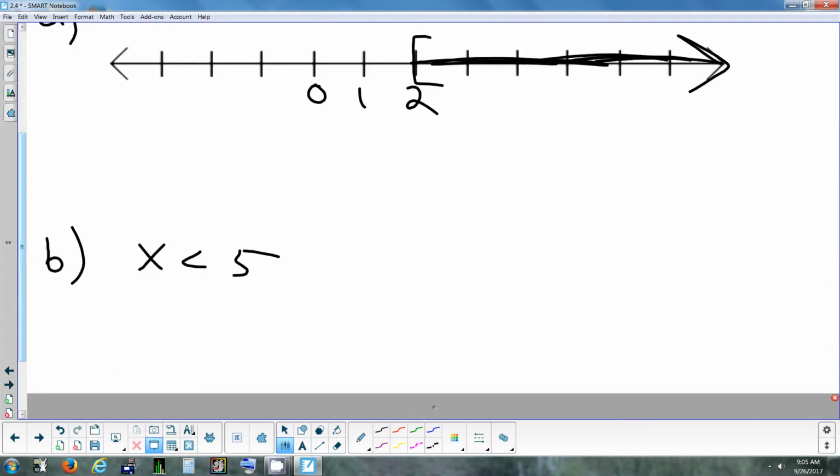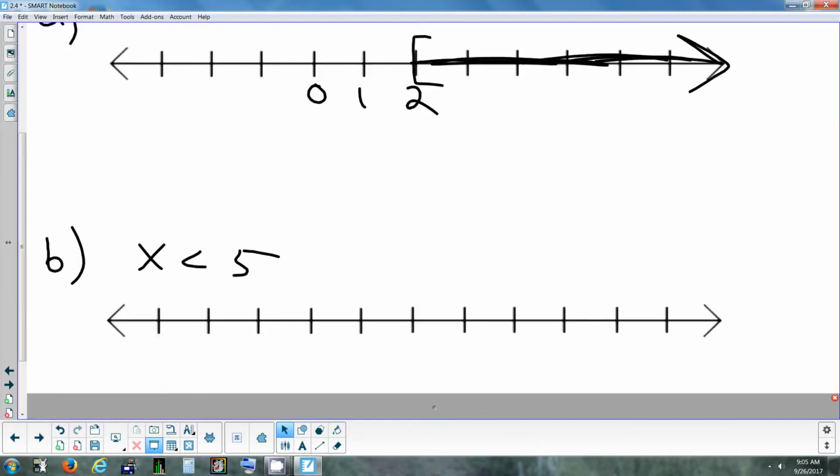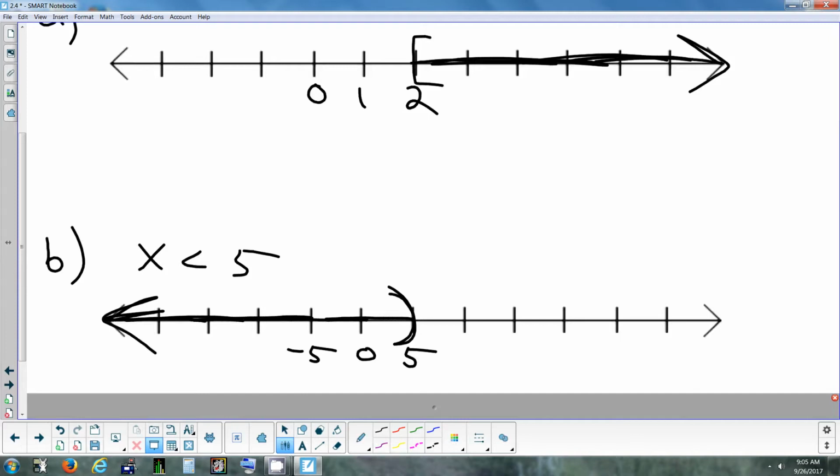Let's try x is less than 5. How about Shauna? What kind of symbol would we put on 5? Parenthesis or open circle. If you do a parenthesis, which way would it face? To the left. Perfect. So parenthesis, and we're going to shade left of 5. Any question on that one?